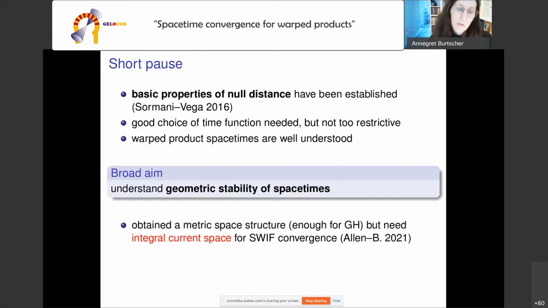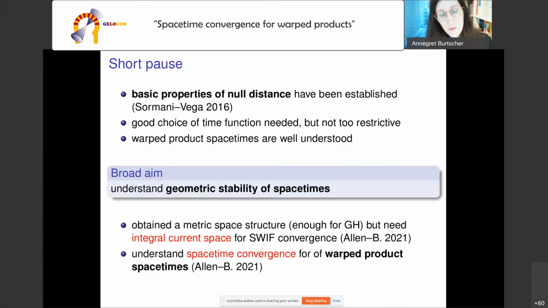And the notion that we're very interested in was exactly this notion of intrinsic flat convergence. And for that, you also need an integral current space. And the first thing that we had to therefore do is to show that we actually have an integral current space as well. And then the second part was to understand spacetime convergence for warp products, which are best understood.